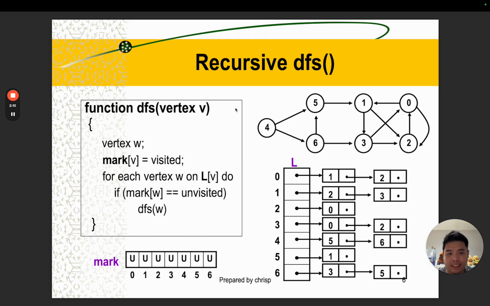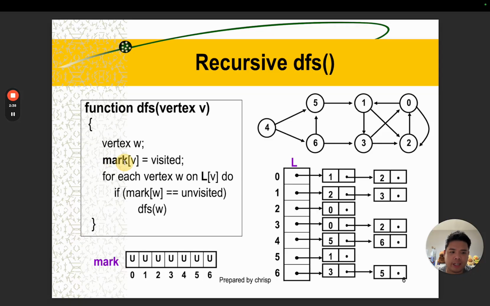So for DFS, this is done recursively, and this is the pseudocode on the left. Given a specific vertex V, what does this mean? This is the vertex I am going to start my DFS from. Okay? So I'm going to start from vertex V, and then I'm declaring vertex W. This will be used later.